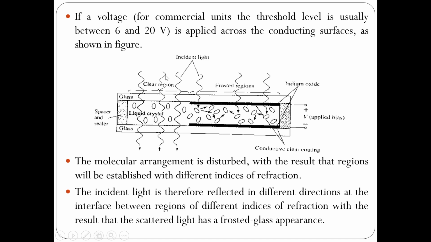In this diagram we have the spacer and sealer, liquid crystal, glass material, clear region, incident light, focused region, and indium oxide. The molecular arrangement is disturbed as a result, and that region will be established with a different index of refraction. The incident light is therefore reflected in different directions at the interface between regions of different indices of refraction, with the result that the scattered light has a frosted glass appearance.